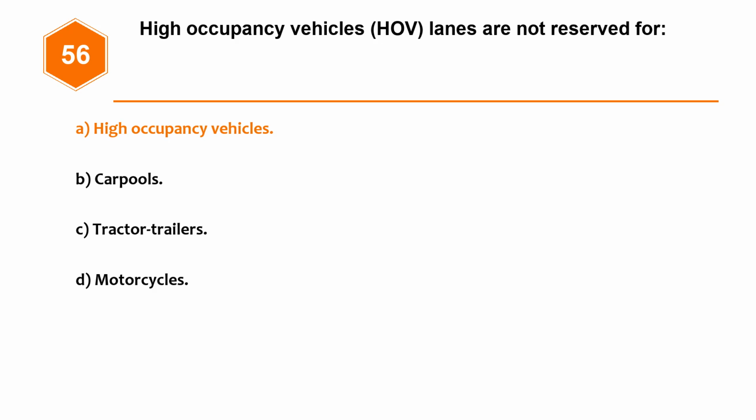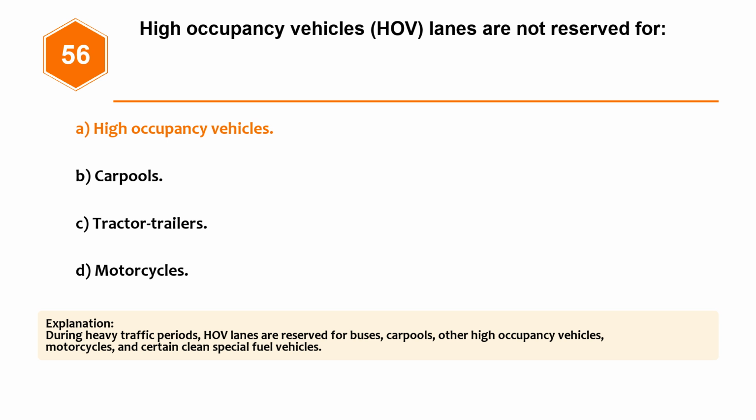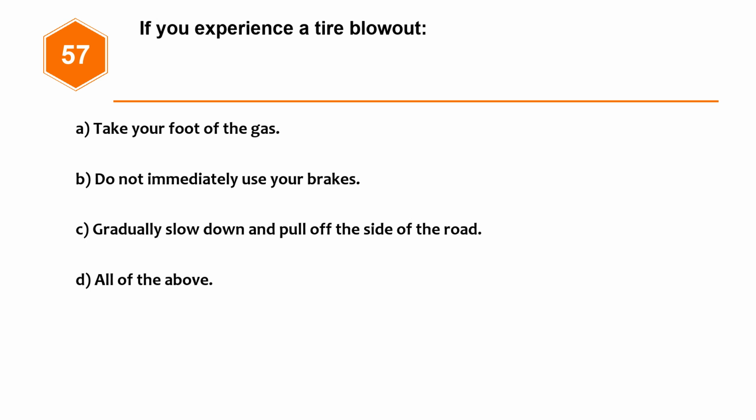The correct answer is option A, high occupancy vehicles. Explanation. During heavy traffic periods, HOV lanes are reserved for buses, carpools, other high occupancy vehicles, motorcycles, and certain clean special fuel vehicles.